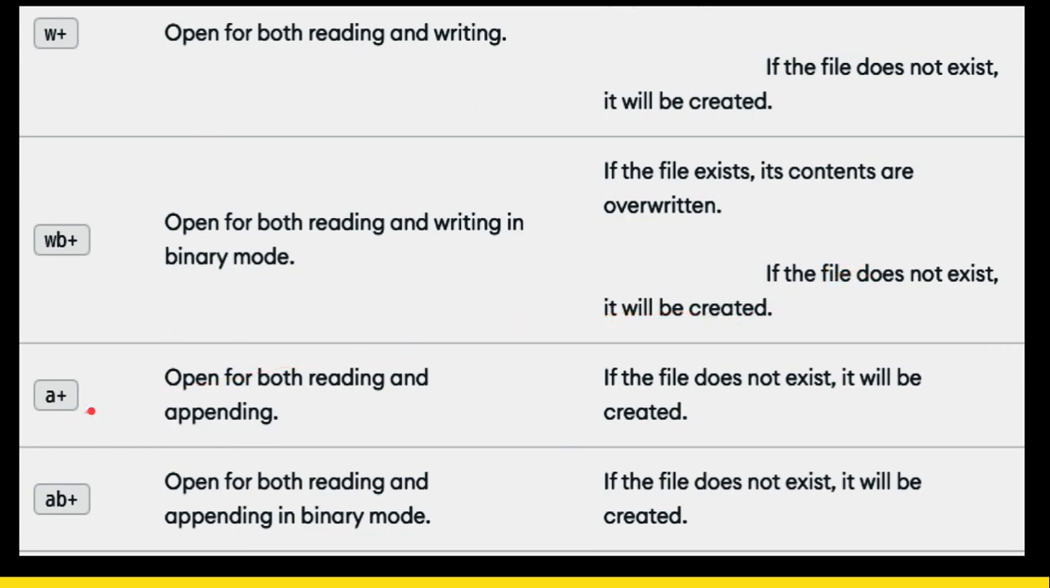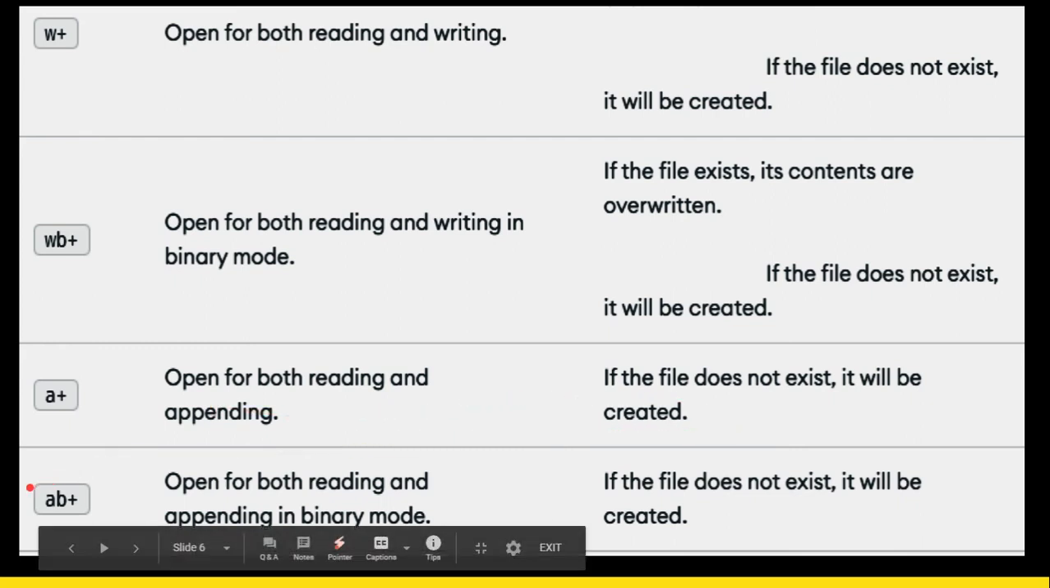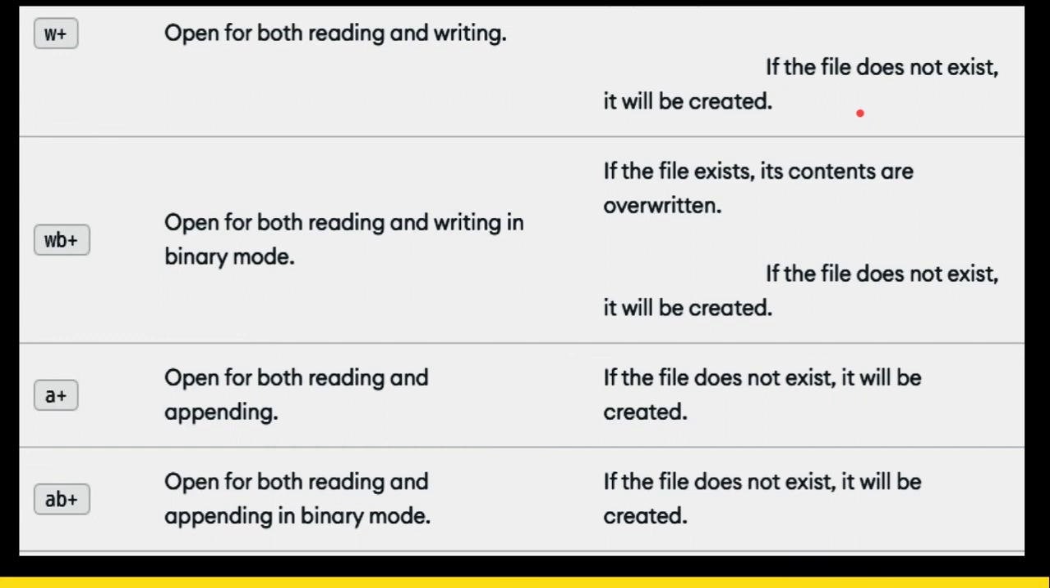And then a+ is append for both reading and writing. If the file does not exist, it will be created. And ab+ is the same thing, open for both reading and writing, but in the binary mode. If the file does not exist, it will be created. Actually, what all these modes tell us is that if the file does not exist, the system automatically creates a new file and starts the process. In all the cases, whether it is reading, writing or appending, whatever the case may be, if the file does not exist, the command creates a new file.